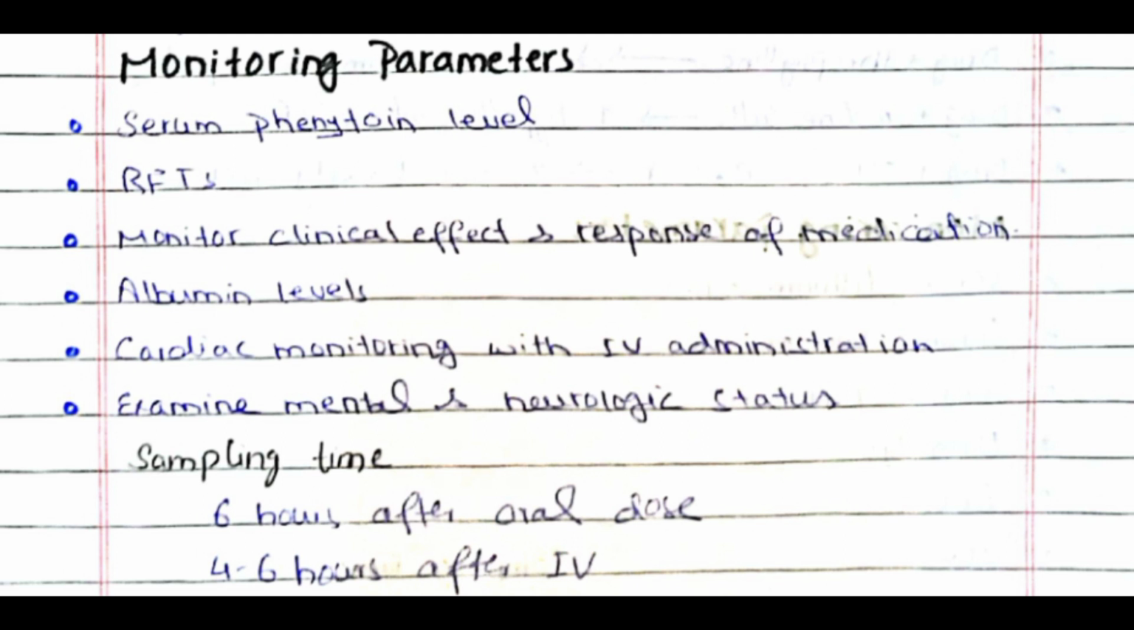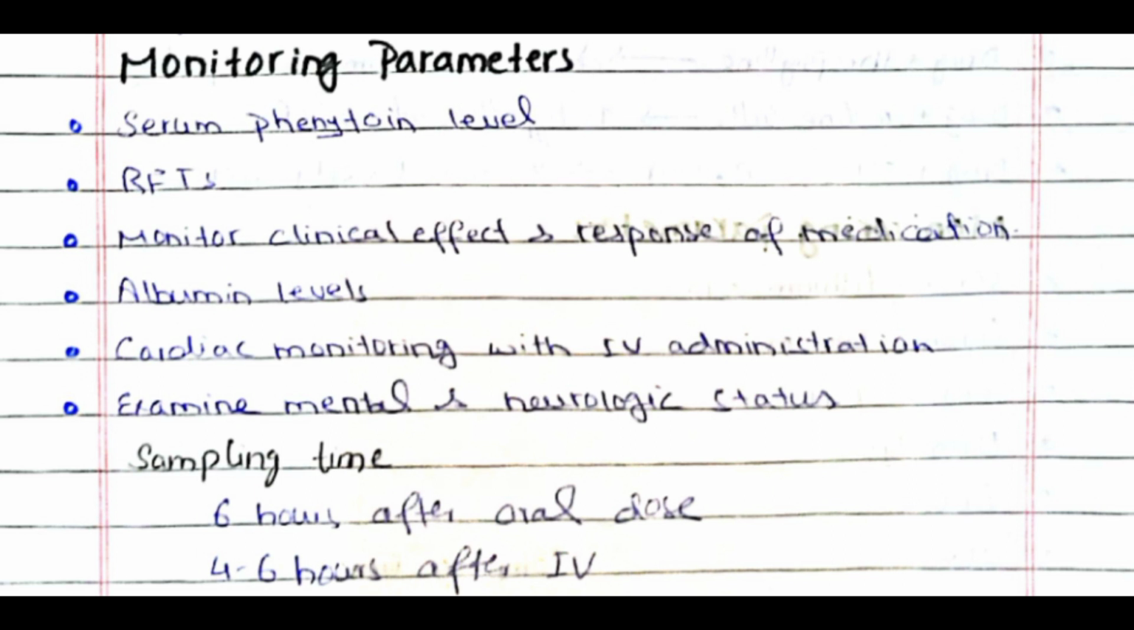Now let's have a look at the monitoring parameters that are necessary while giving phenytoin to a patient. First of all, we should monitor the phenytoin levels in the body. We have discussed earlier that its level should not rise above the therapeutic range. It can lead to different toxicities, and with that, RFTs, renal function tests, should be monitored, as it is mainly excreted through urine. In addition to that, we should also monitor the clinical effects produced by it and the response to the medication. We should observe whether the drug is producing a positive response or not, and albumin levels should also be monitored. And in addition to that, cardiac monitoring with IV administration. If it is given through the IV route, then cardiac monitoring is also necessary.